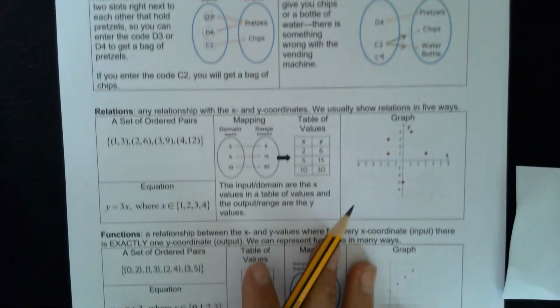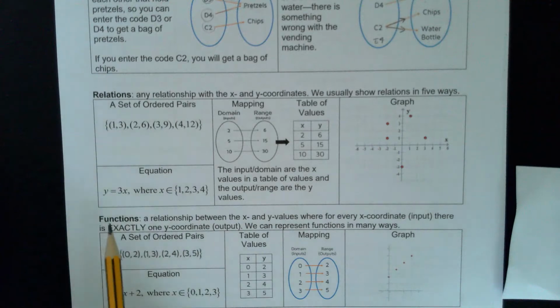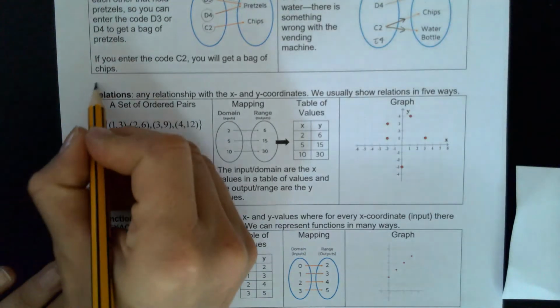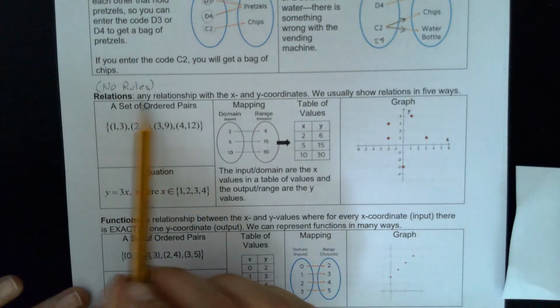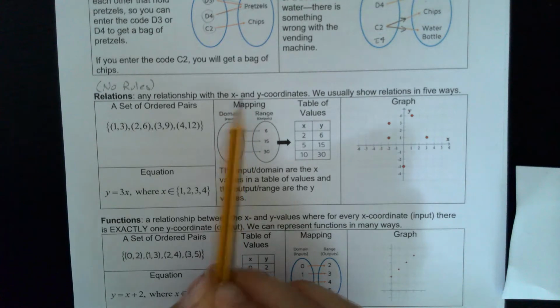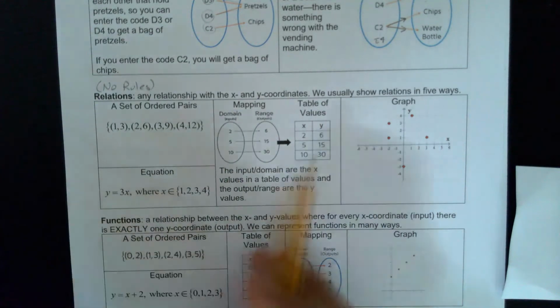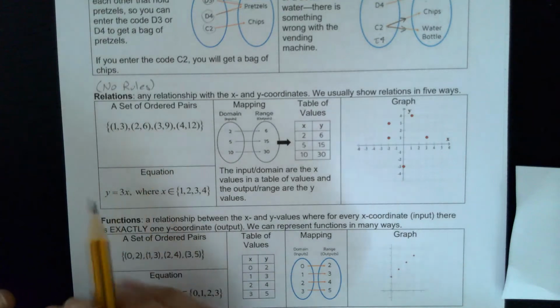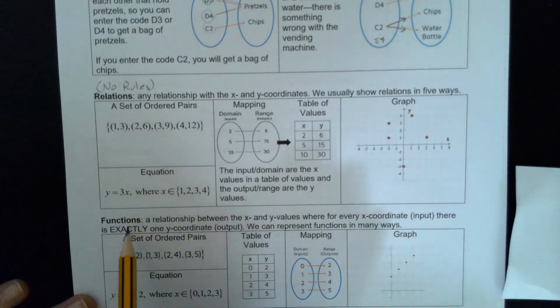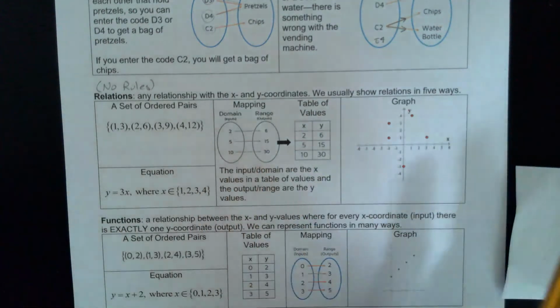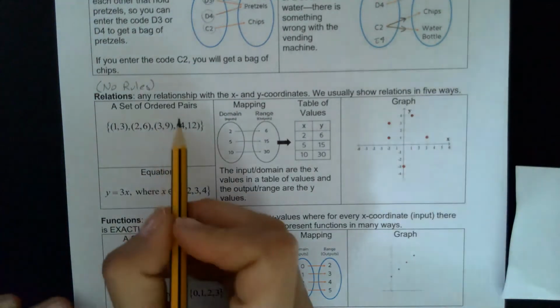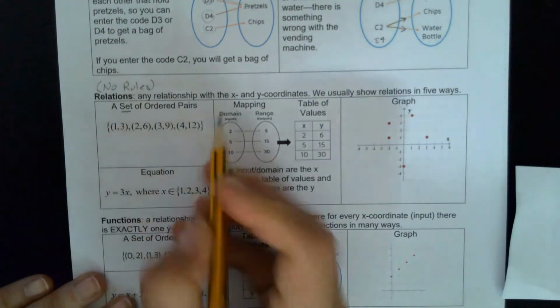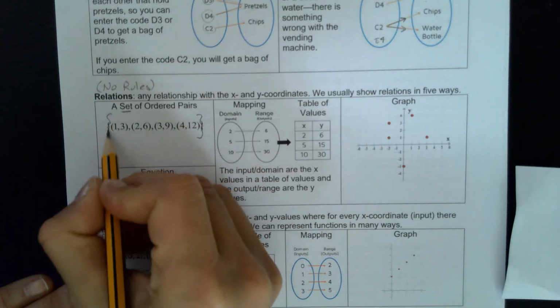So we have relations and functions. And what I want you to write above relations is "no rules." Relations are just any relationship with X and Y. It doesn't matter what it is. You can represent relations and functions 5 ways. You can do it more than 5 ways, but we're really only going to talk about 5 ways in this class. So you can have ordered pairs, and we call them a set of ordered pairs when they have curly brackets around them. This just means a group of ordered pairs.